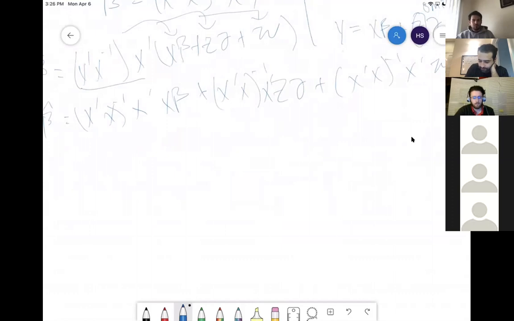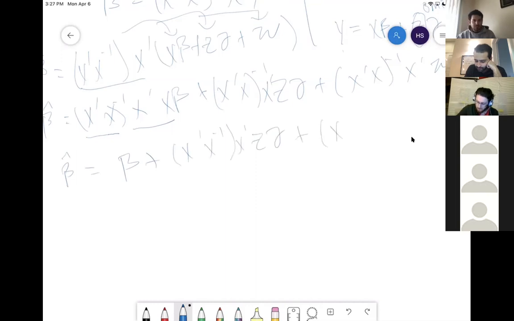Now, first off, there's one thing that's dead obvious. Here I have (X prime X) inverse multiplied by X prime X. What's the inverse of something times itself? The identity matrix. It's the identity. So this thing is just going to become beta hat equals beta. Identity is basically 1. This term is going to stay the same: (X prime X) inverse X prime Z times gamma plus (X prime X) inverse X prime omega.